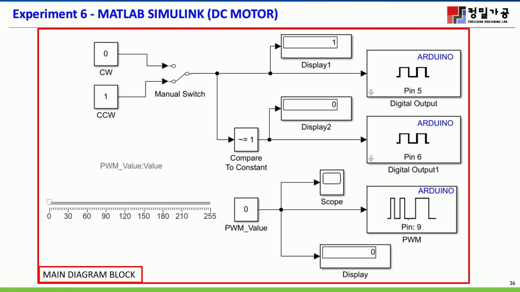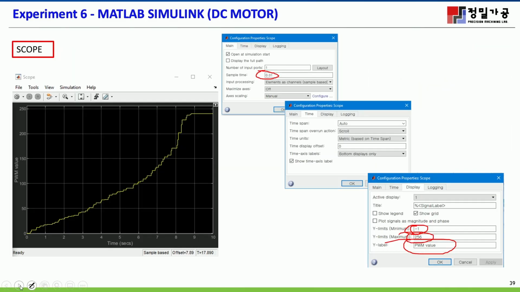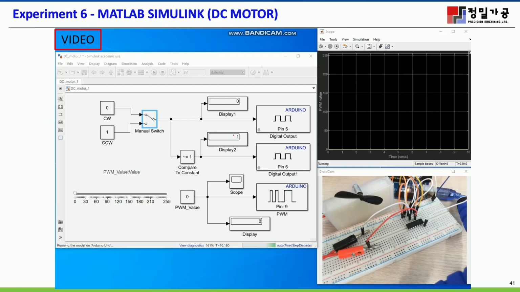This one is the main diagram block. Remember, this one is pulse width modulation. I totally forgot this one. Okay, that's my mistake, a very basic mistake. And set this one to run. Okay, I think you understand this one. And this is our last video in this lecture. How to run this video?